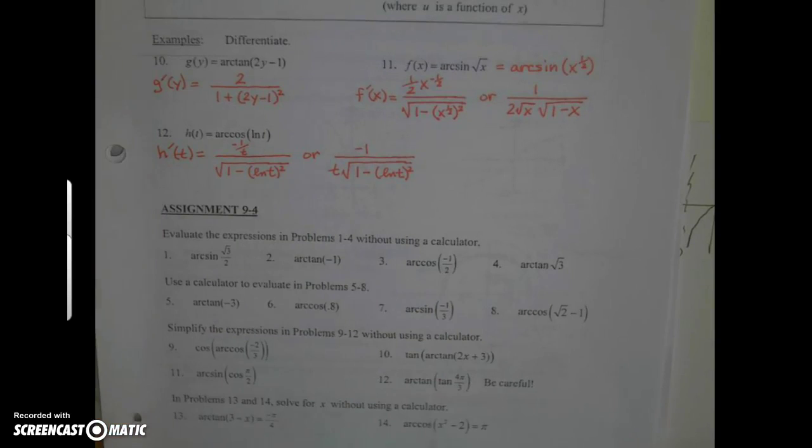And those are your examples for 9-4. The homework tonight is to only do the odds for 9-4 and then look at the assignment sheet for review. Good luck.